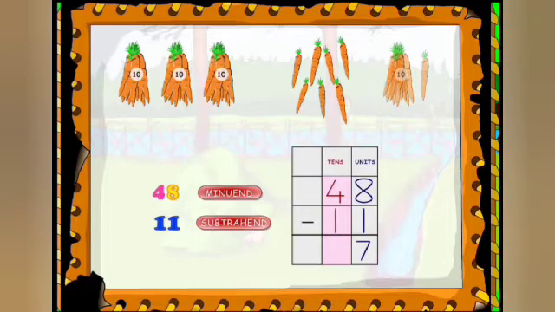Excellent! Now we have 4 in the tens place. We take away 1 from it. How many are left? 3. Now, putting together tens and units, how many carrots are left? 37 carrots are left. Wonderful! This is called the difference. So, the difference is what we get after subtracting. You're right.